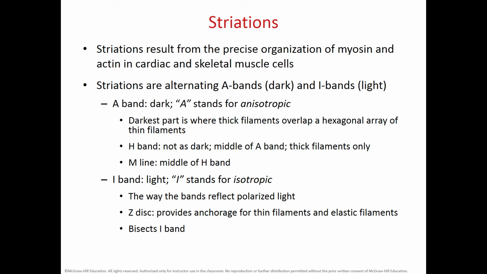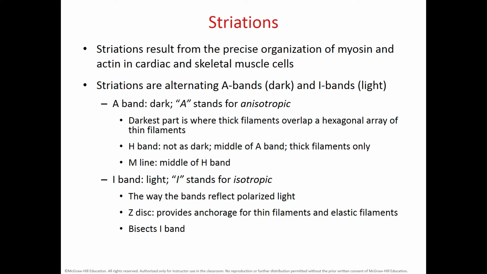So the striations or the bands in the muscle fibers result from the patterns or organization of the myosin and actin, and not only in skeletal muscle fibers but also in cardiac muscle fibers. And then the striations of alternating A bands, dark bands, with I bands will form this pattern.